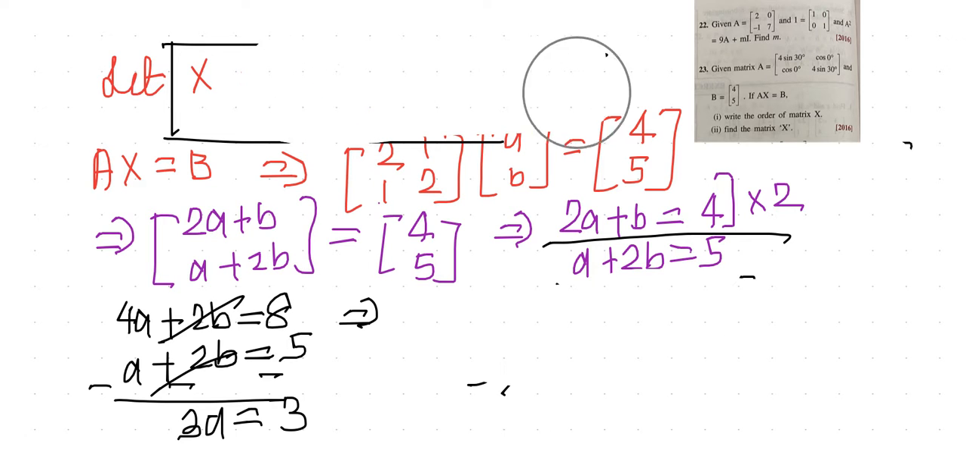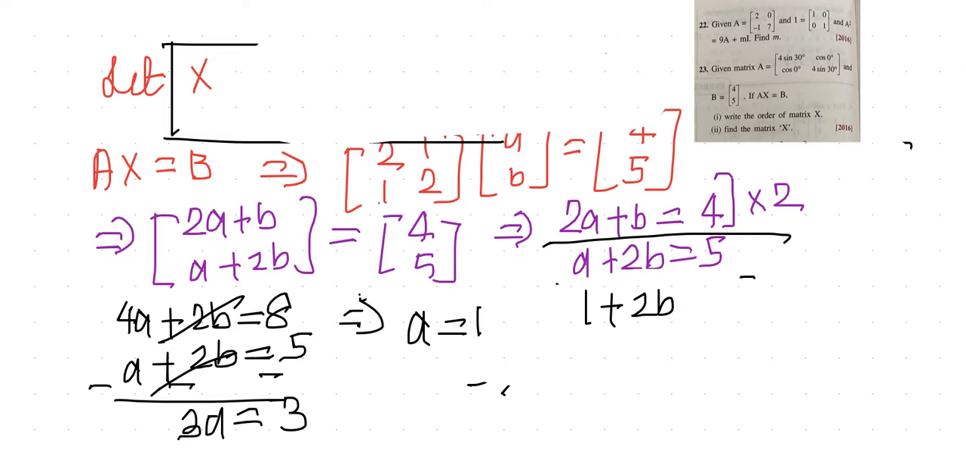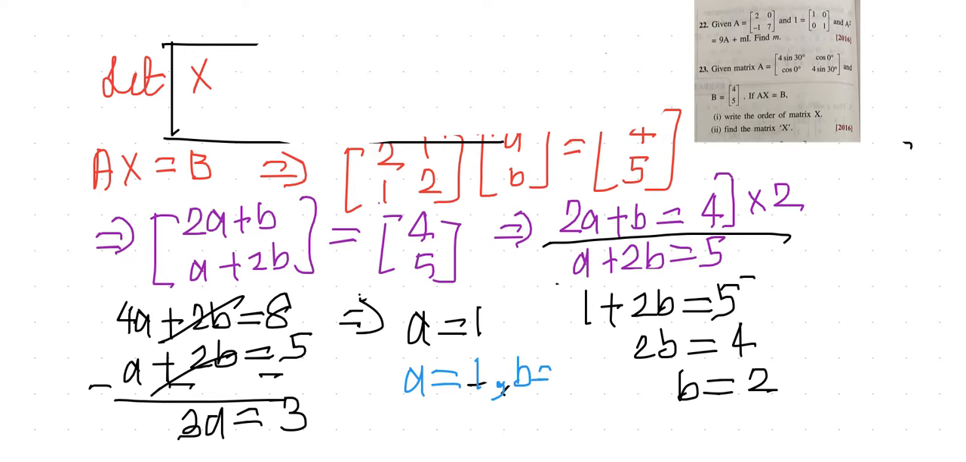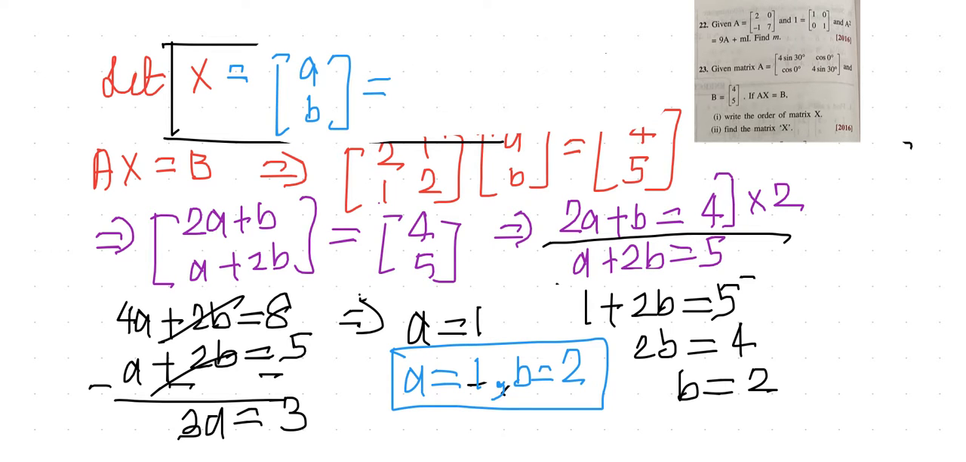I just see, 3a is equal to 3, so the value of a will be equal to what children? Not 3 but 1. And then when you put the value, 1 plus 2b is equal to 5. So 2b is equal to 4, so the value of b is equal to 2. So you are now getting that a is equal to 1 and b is equal to 2. So x is equal to [a, b], which is coming out to be [1, 2]. So the value of x is [1, 2].